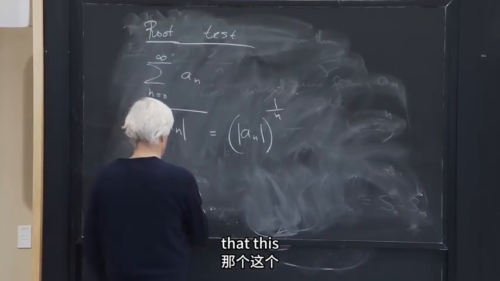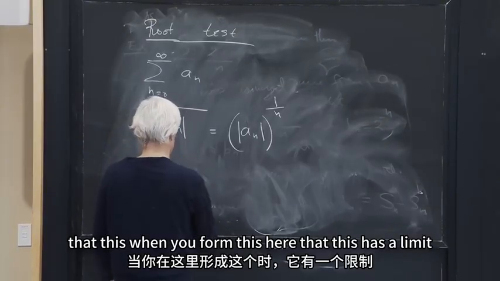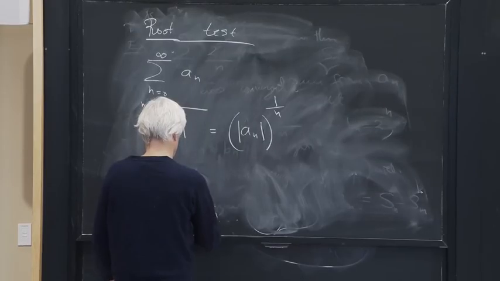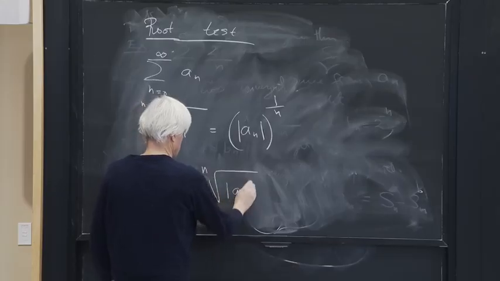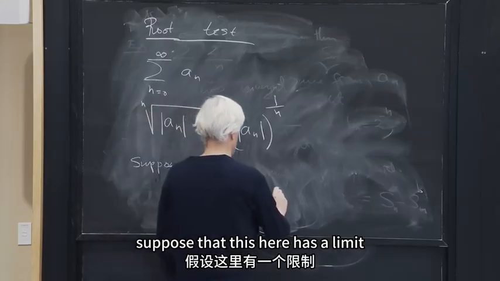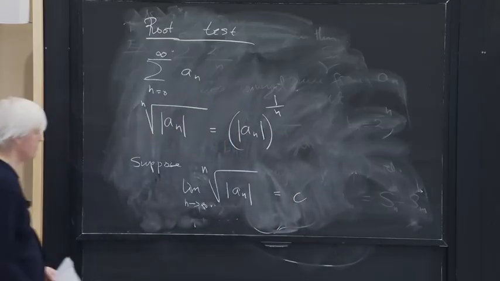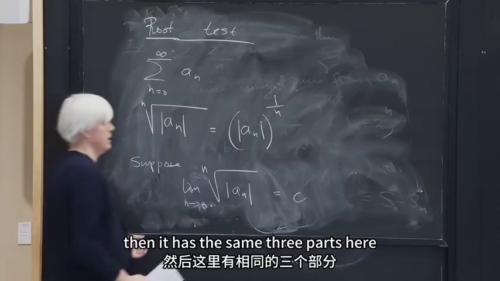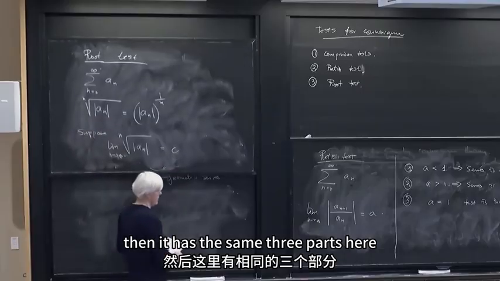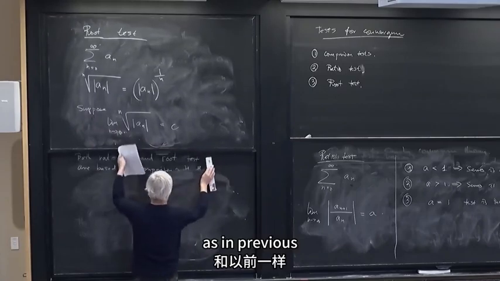that when you form this here, this has a limit. Suppose that this nth root has a limit, and let's call this limit C. Suppose that you have this. Then it has the same 3 parts as in the previous.